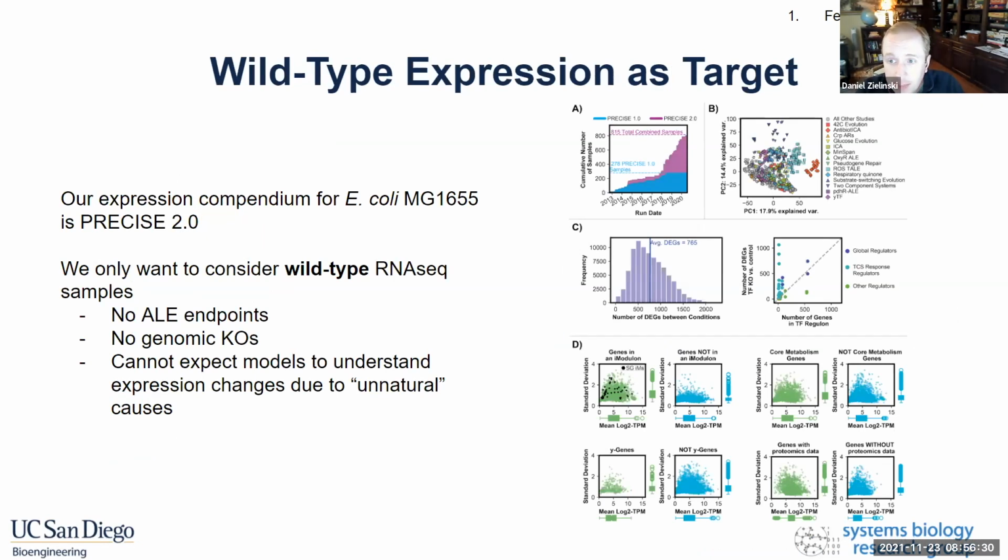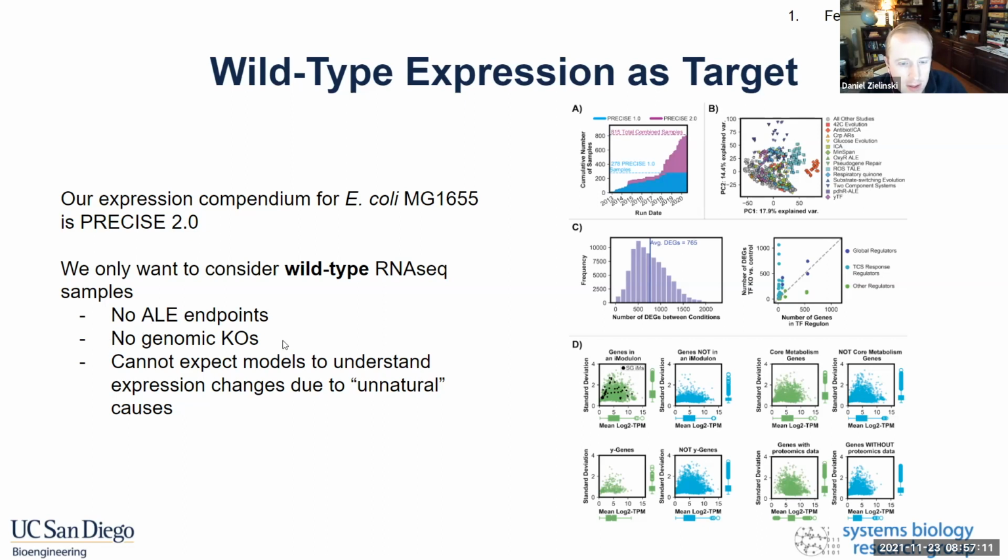In terms of our data, we're looking at PRECISE here. So this is PRECISE 2.0. If you've been to iModulonDB, you can see what the iModulons for PRECISE 2.0 are. This is the raw data for it. Specifically, though, we want to look only at wild type data sets, because we want genetic identity between the strains. If you have an ALE endpoint, you're going to have different sequences. And if you have a machine learning model trying to learn what an expression value is, but there are different underlying sequences for each sample, that's going to make it much harder for it to learn. That would have to be accounted for somehow.